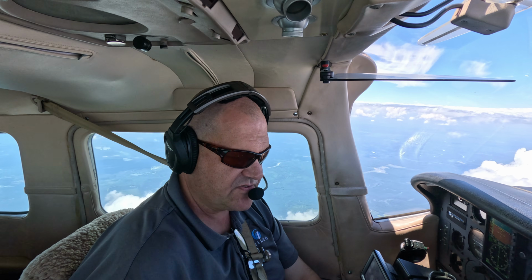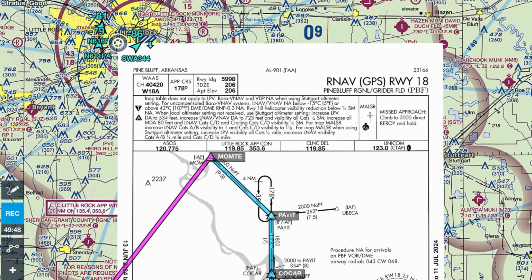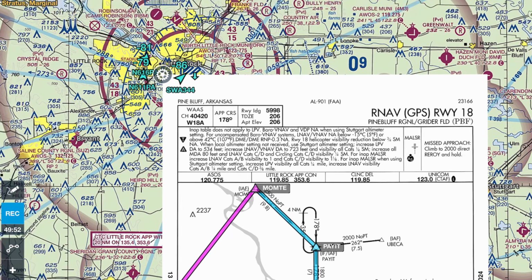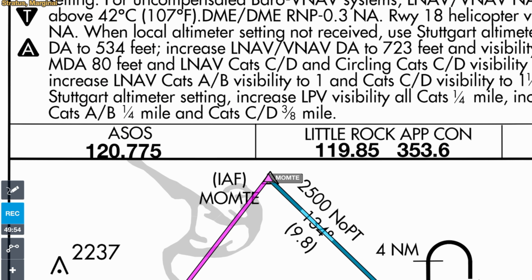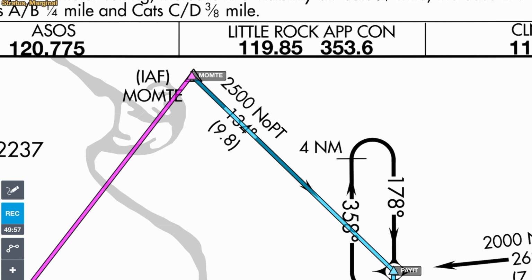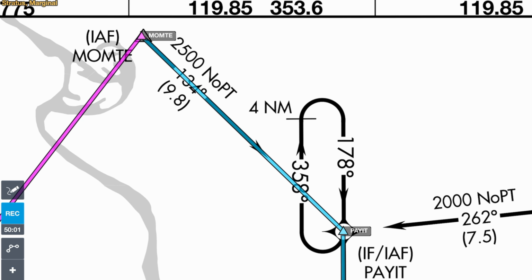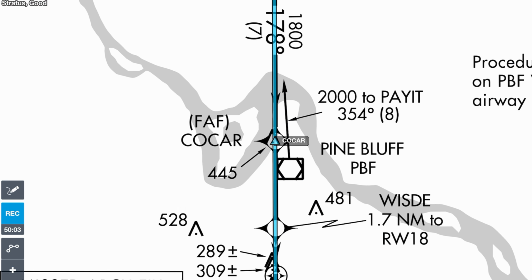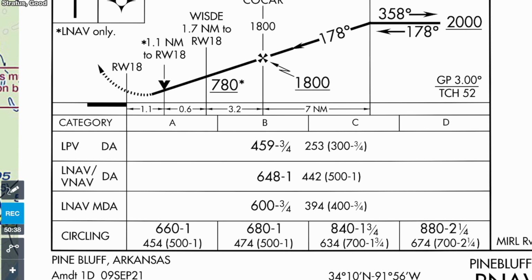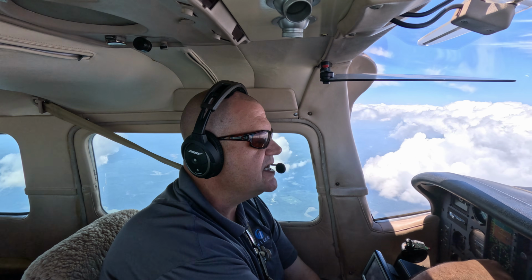We are 22 minutes from Monty. We're going to go ahead and brief the approach. Our final approach course for this approach is 178 degrees. We're going to the initial approach fix of Monty, and from Monty to Payette is 2,500 feet. And when we do that, we don't have to do the course reversal at Payette, so we'll go straight in. Our minimums for this approach are 469 feet, or correction, 459 feet. So I will set my minimums for 460.